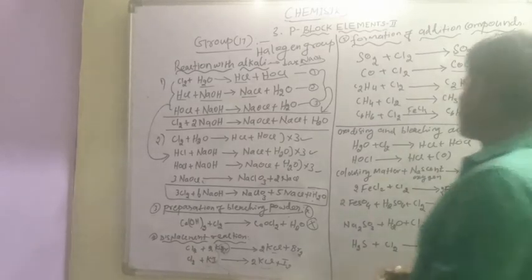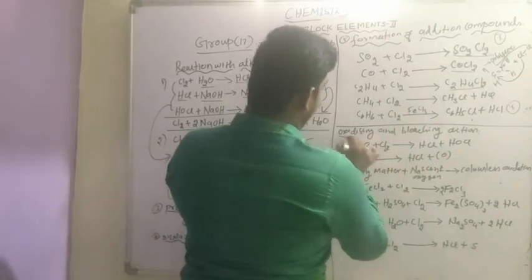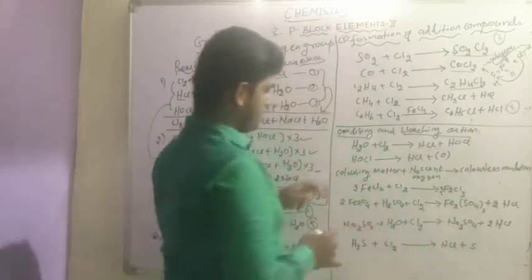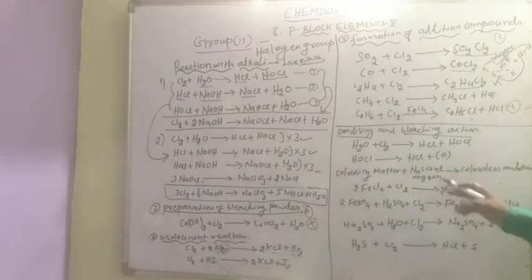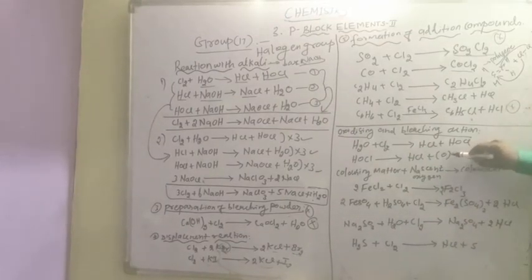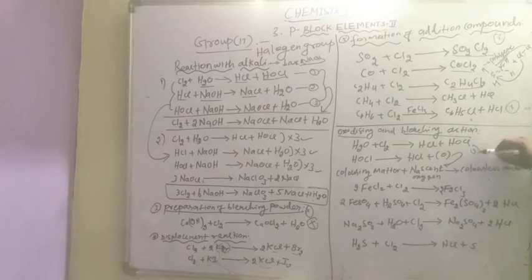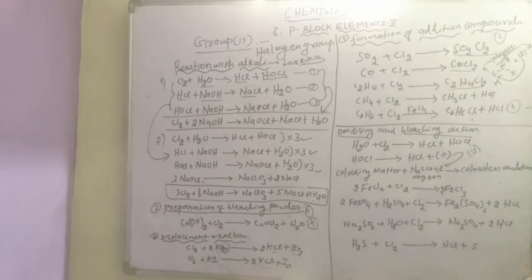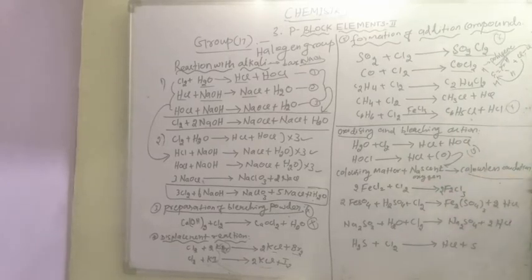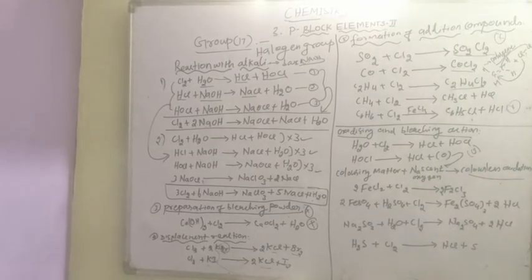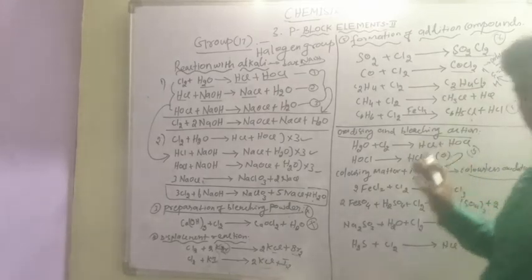Another is oxidizing and bleaching action. Here the coloring matter reacts with nascent oxygen. This single oxygen is called nascent oxygen. The nascent oxygen converts the coloring matter into a colorless oxidation product. Here, very simply, I take three compounds and write only the overall reaction, not step by step.